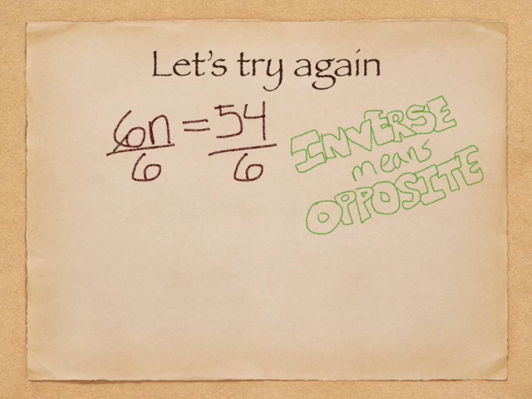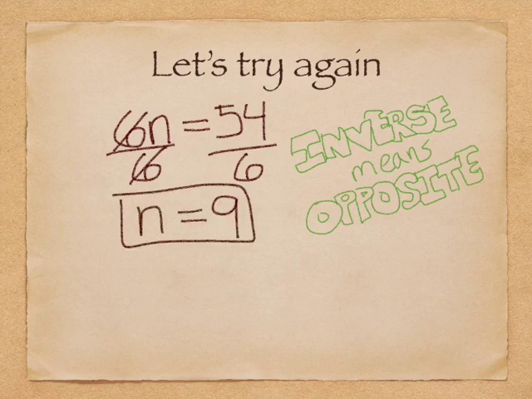6 divided by 6, those two cancel each other out, cross out, they become a 1, leaving me with n by itself, all alone. And 54 divided by 6, well, that's 9. So n equals 9, and we can check that. Is 6 times 9 54? Yes, it is. Therefore, we know we've done it right.